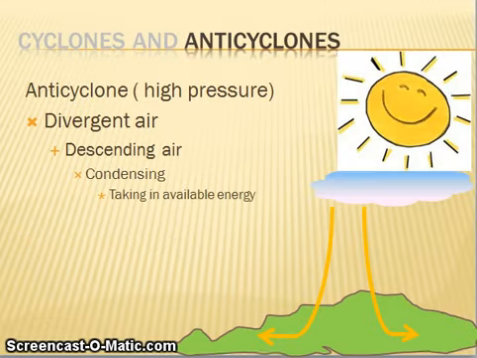Anticyclones are the opposite. Anticyclones are areas of diverging or descending air. So the air under high pressure systems descends onto the surface. It expands as it warms. It takes up any atmospheric moisture, so you get clear, sunny days, very stable weather systems. And we'll talk about that more in detail when we get into weather and climate.